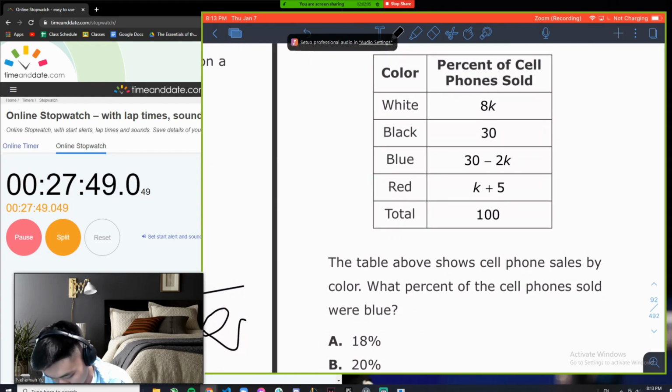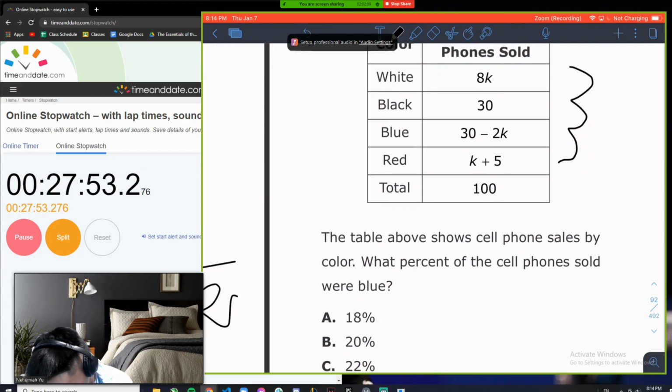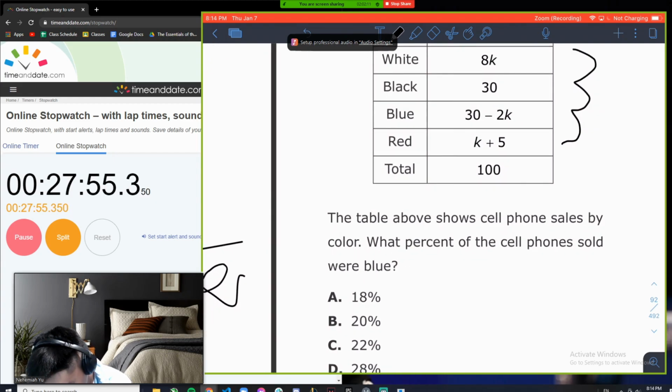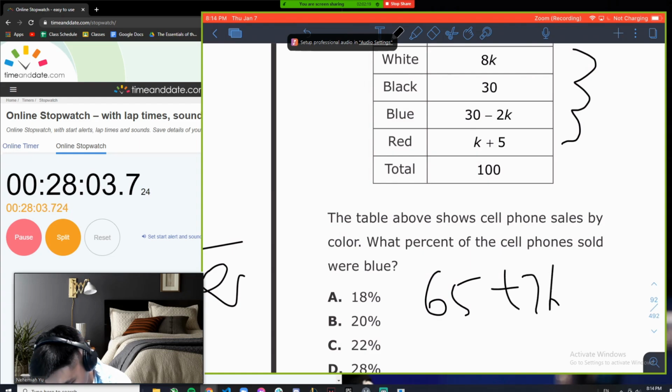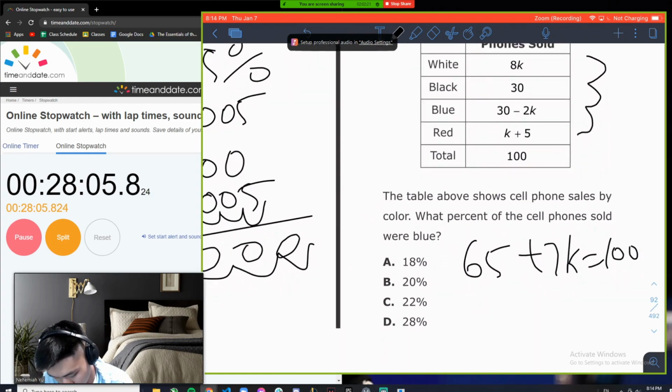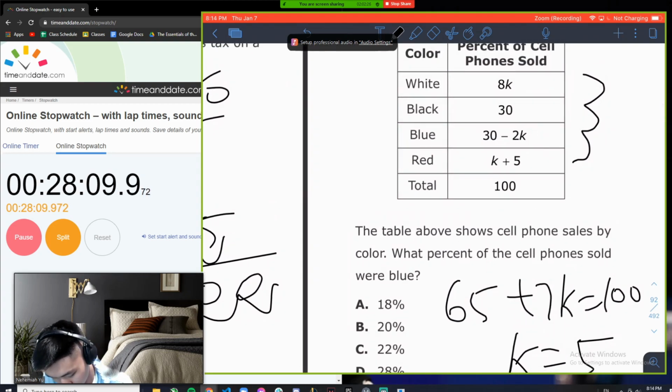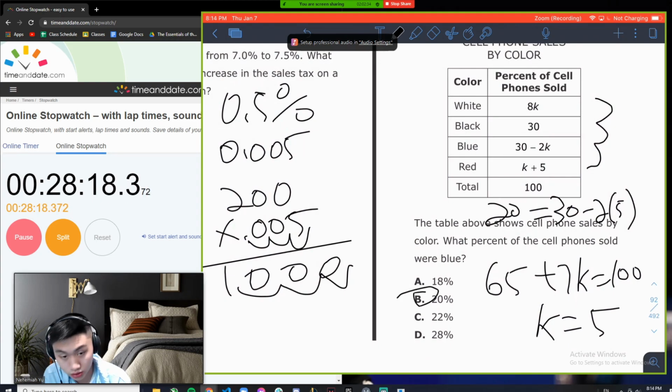I think you have to solve for k. So if you add everything up, that is 65 plus 7k equals 100. So k equals 5. And then blue is 30 minus 2k, so 30 minus 2 times 5, which is 20. Yeah, it's 20%, because it's 20 over 100.